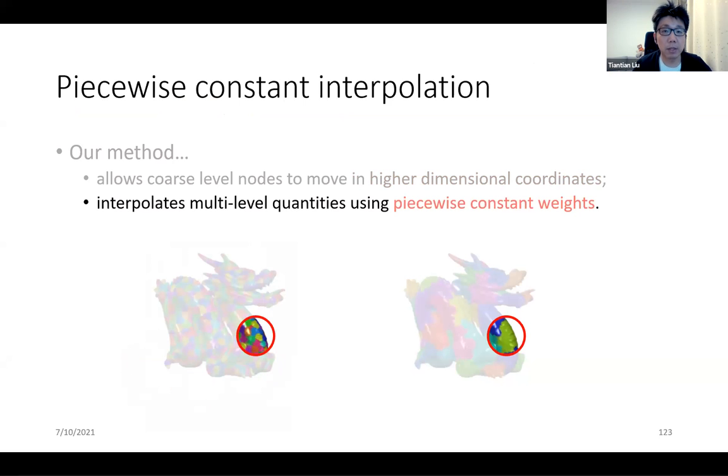And the second thing we want to do is to decide the interpolation weights between the two resolutions. Here we use piecewise constant weights, which is very counterintuitive.